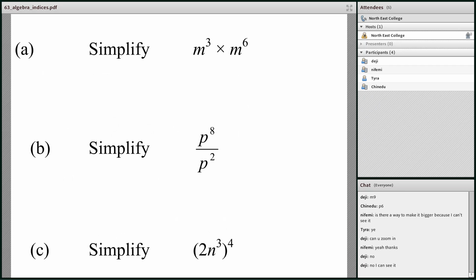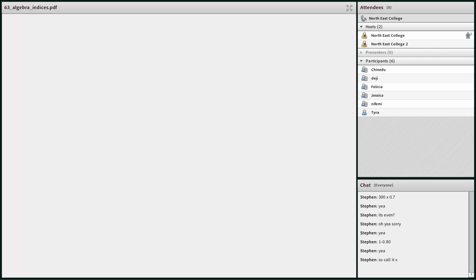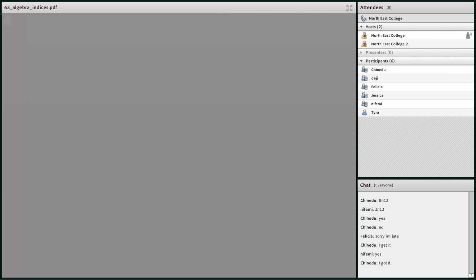Good. So when you multiply, you add. When you divide, you subtract.